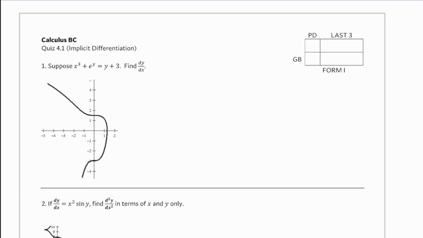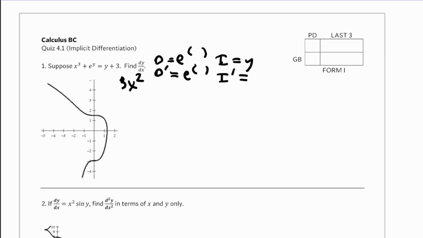Let's see. Alright, so we're going to start by taking the derivative of both sides with respect to x. So we know that the derivative of x to the 3 with respect to x is 3x squared. And the derivative of e to the y with respect to x, okay, well, on the outside, I've got e to the thing, and on the inside, I've got y. When I take the derivative of outside, we know the derivative of e to the thing is e to the thing. And the derivative of y is going to be dy dx.